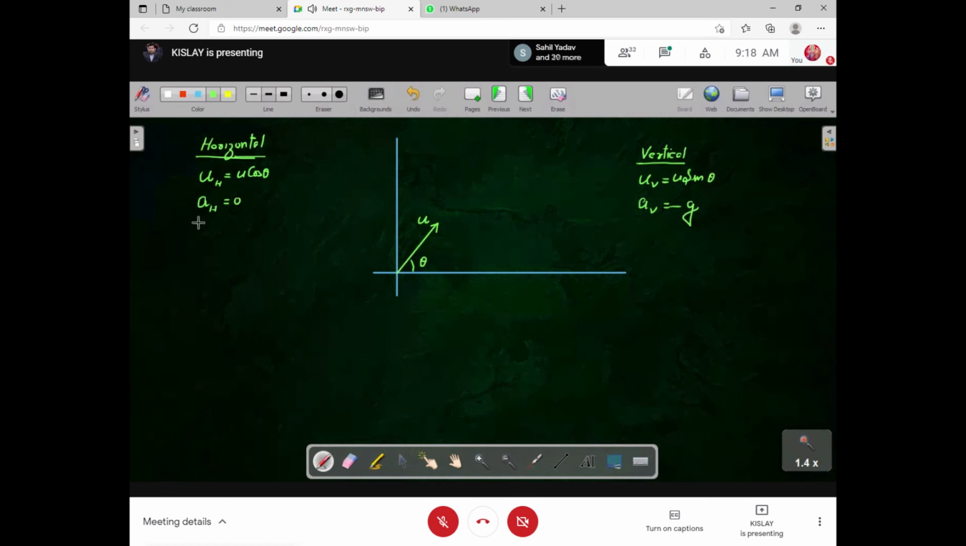So to find the x coordinate at time t, x equals ut plus half at square. So x is equal to, what is u? U is u cos theta.